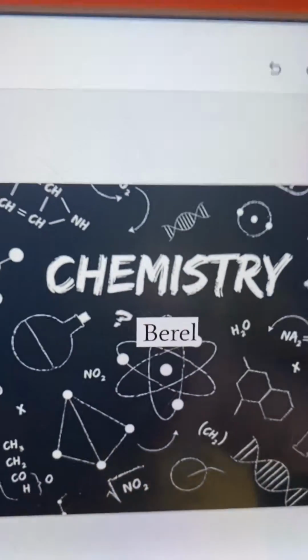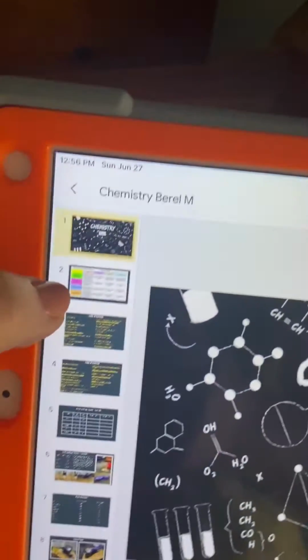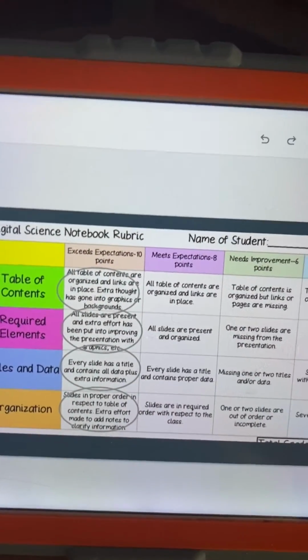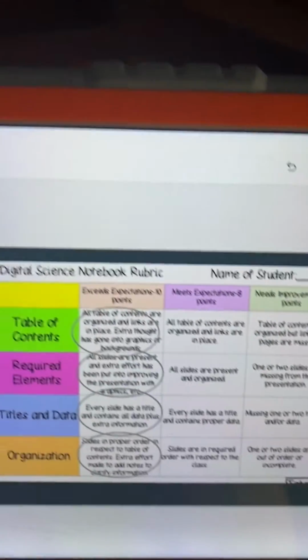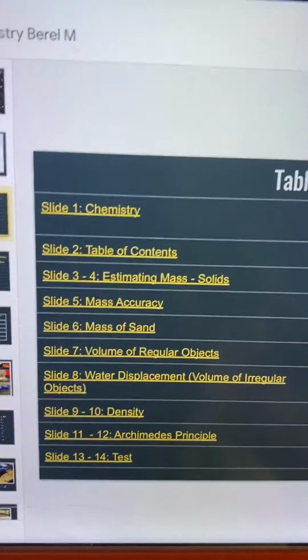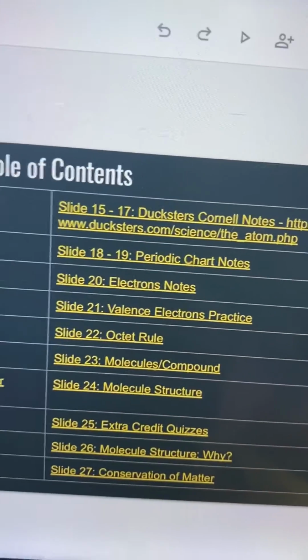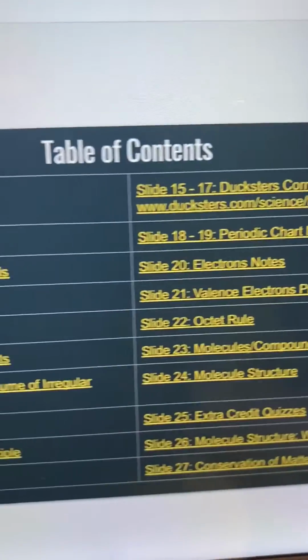So the students start with their title page, and I always give them the rubric, which is free on my blog, so they know where they're headed and how they're getting graded. And then I have instructions on how to make a hyperlinked table of contents, which makes it very easy to grade.